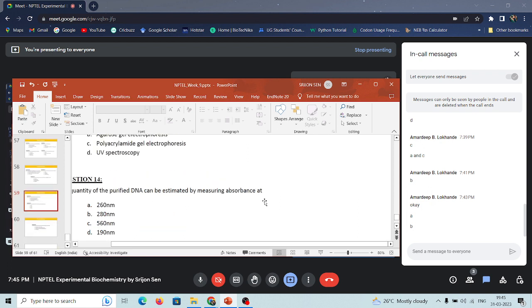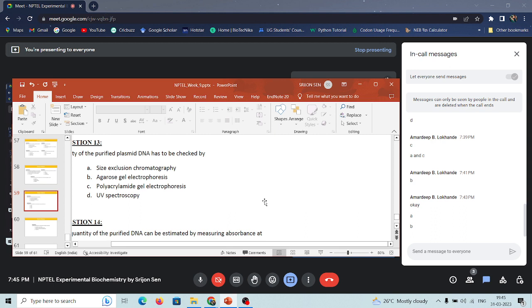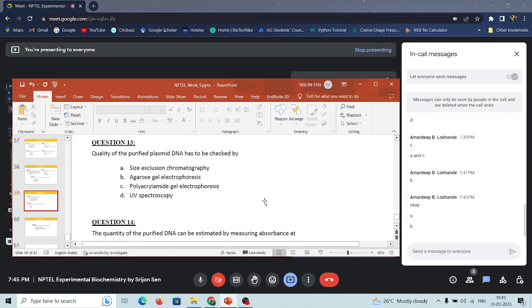Okay, the next question is: quality of the purified plasmid DNA has to be checked by. So how can you check how pure your plasmid DNA is? By UV spectroscopy.